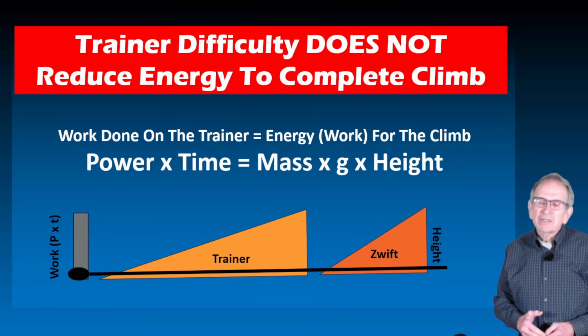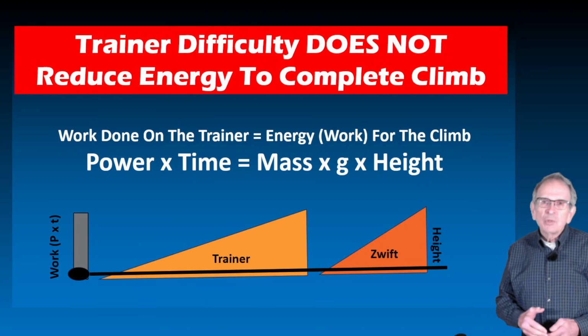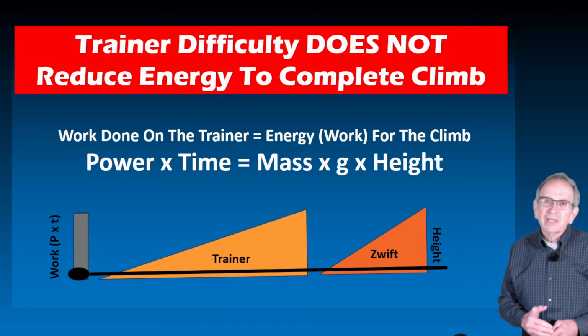And how do you produce that energy? Well, by putting out power on your trainer. And the energy that you produce will be equal to the power level you're putting out times time. So for example, riding at 200 watts for 10 minutes.